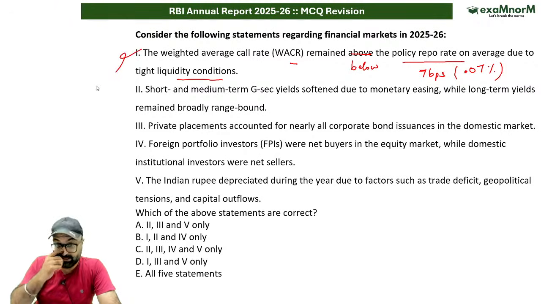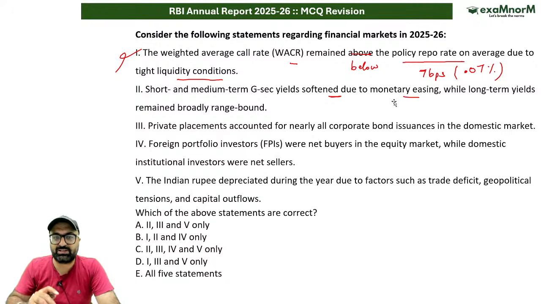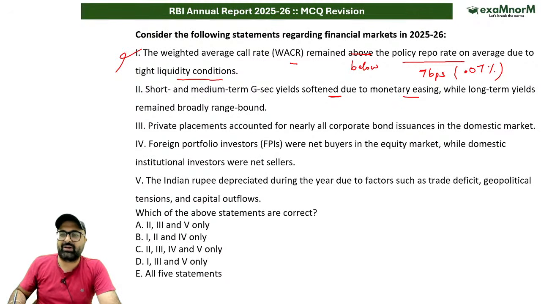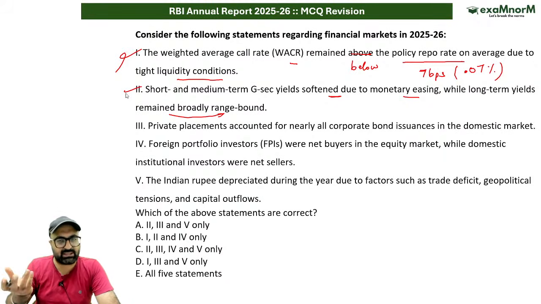दैट इज अ पॉइंट. Second is short term and medium term yields softened due to monetary easing. Short term and medium term yield has decreased due to monetary easing. That is correct. While the long term yields remain broadly range bound. तो बिल्कुल सर वो रेंज के पे ऊपर डिपेंड कर रहे हैं, जितना ज्यादा रेंज उतना ज्यादा yield. Next is private placement accounted for nearly all corporate bond issuance in the domestic market.